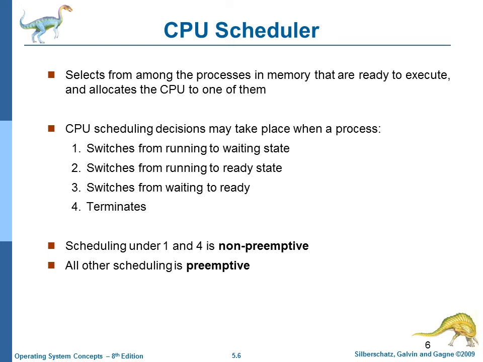When do scheduling decisions take place? When does the CPU choose which process to run? There are a variety of possibilities. First, when a process switches from running to waiting. This could be because of an input-output request, or waiting for a child to terminate, or waiting for synchronization operations, which we will discuss in detail in chapter 6, synchronization.